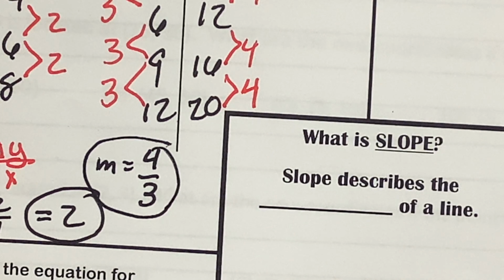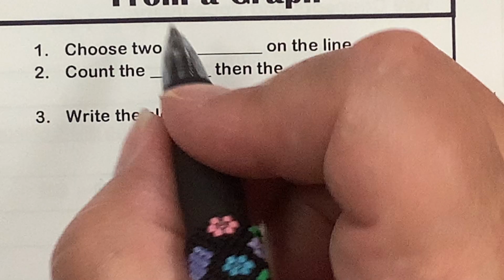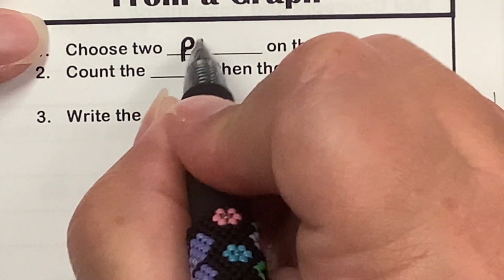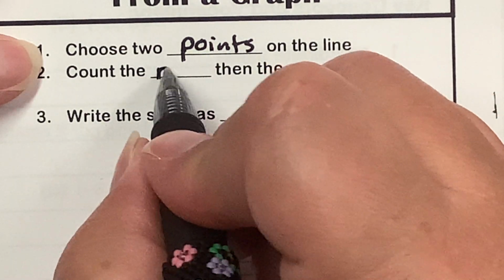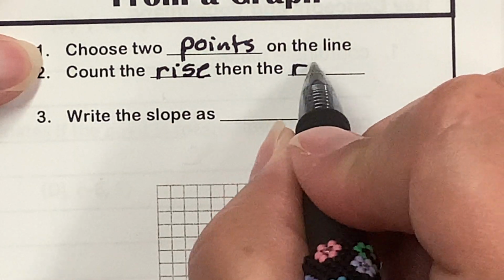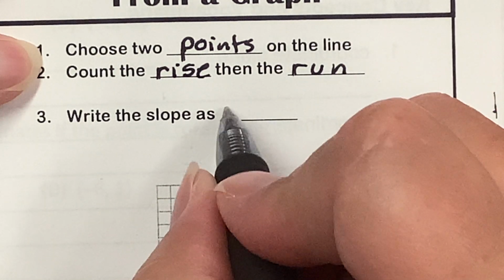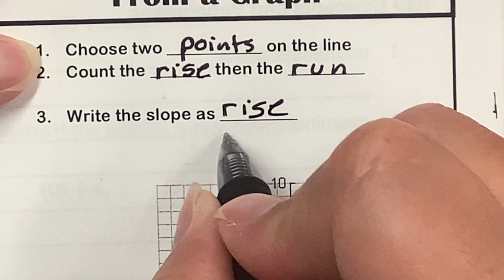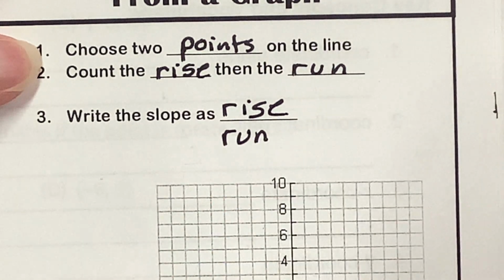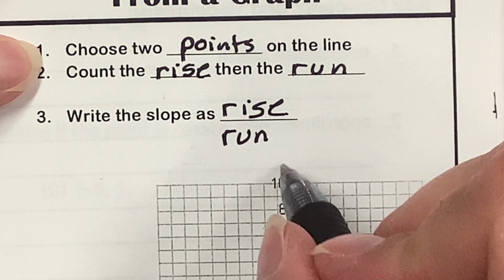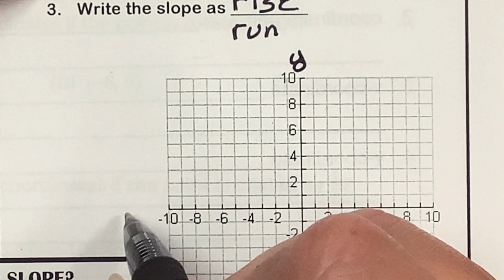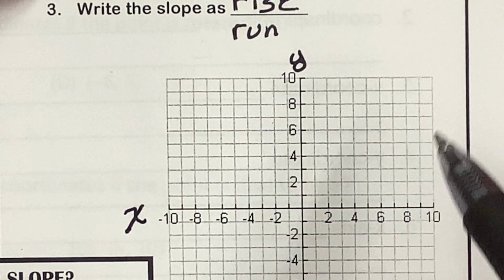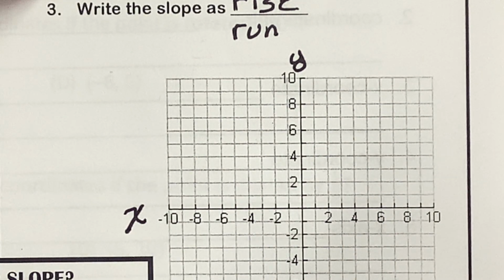All right. Now, from a graph, remember graphs, right? You're going to choose 2 points on the line and then count the rise and the run. And you're going to write the slope as rise over run. Now, rise is the change in y because the y direction is up and down. And run is the change in x because the x direction is right or left.